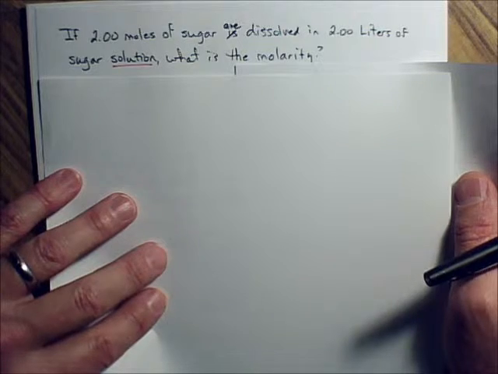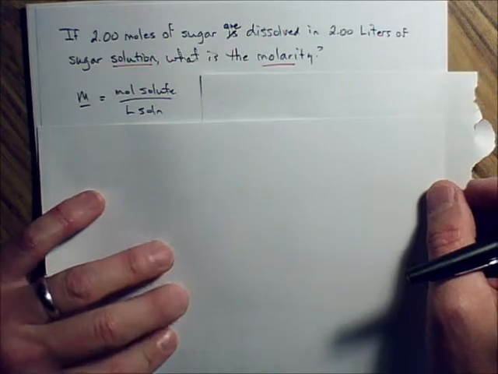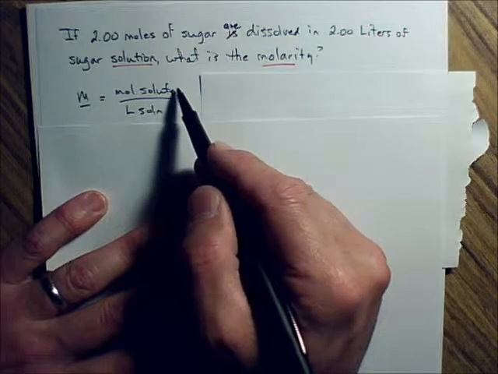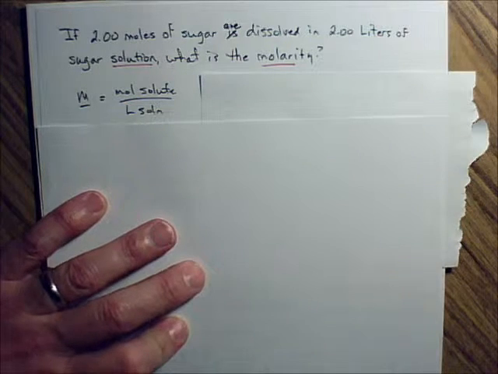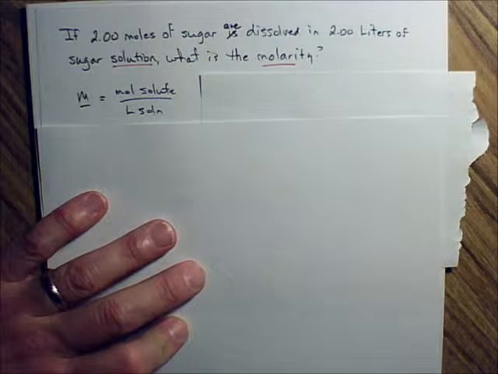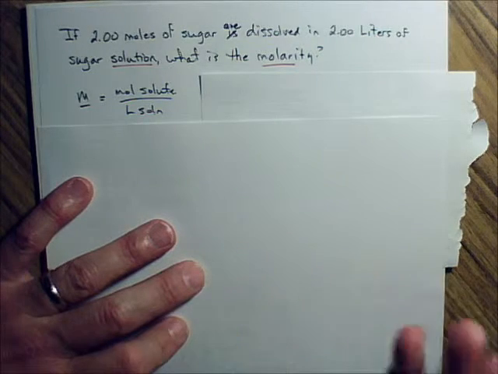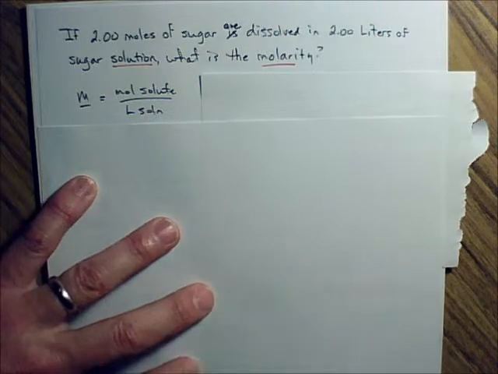Okay, first thing we need to know is what is molarity? That's what it is. So what we have to do is arrange what we have here to give us moles of solute over liters of solution. Are there moles of solute in the problem? Yes, 2.00 moles of sugar. That's our solute. Are there liters of solution listed? 2 liters of solution. All we have to do is put one over the other and divide. Equals 1.